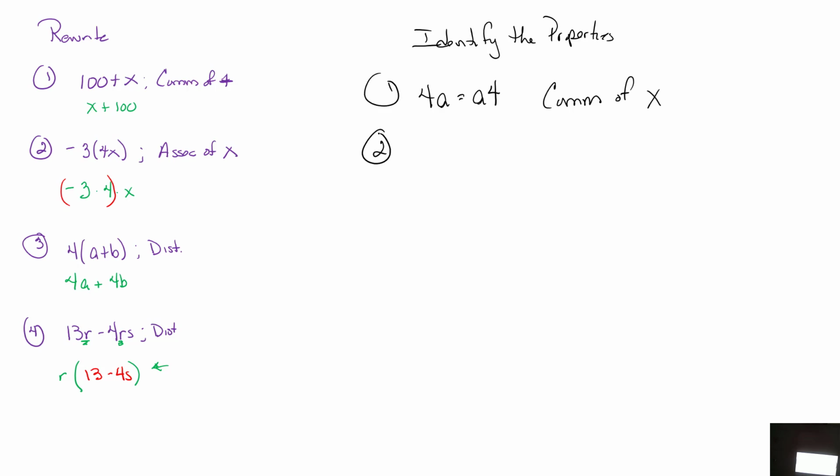All right, let's look at another one. I want to know which property this represents. Well, if you notice, they took the 8 and they multiplied it to the 9x, and they also multiplied it to that 3, which means this is definitely the distributive property. Okay, how about this one?